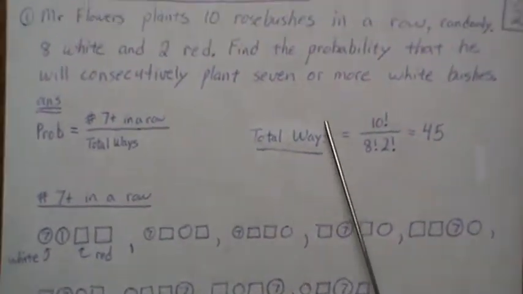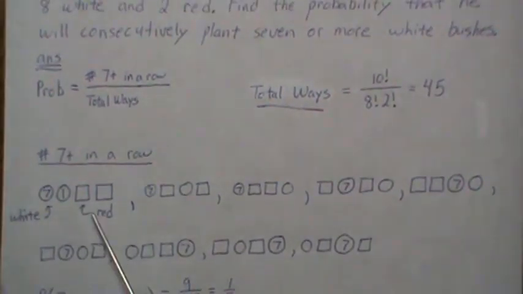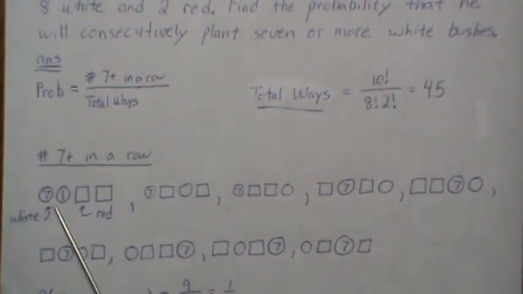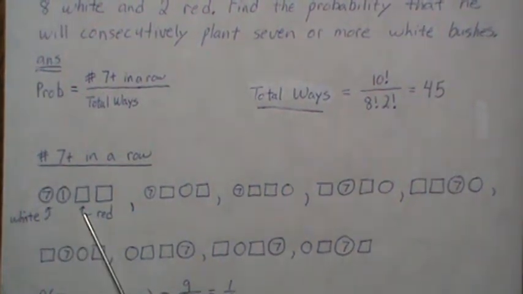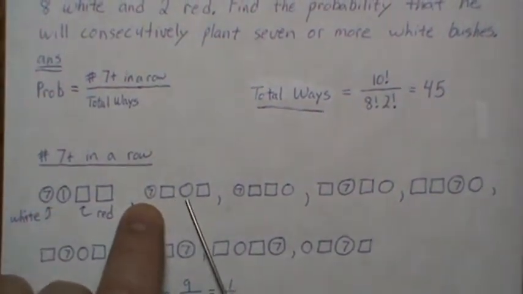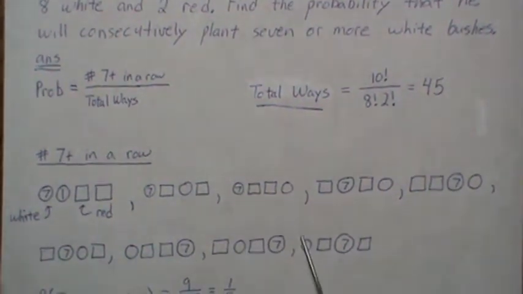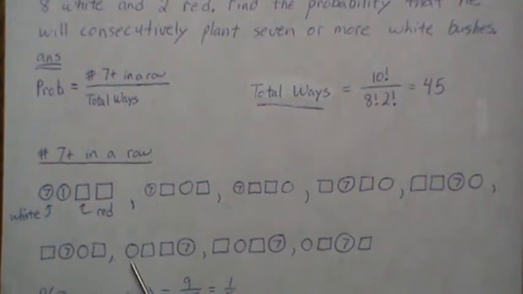Here, the way we're going to calculate the number of 7 plus in a row is we're just going to list them. Now a circle means a white bush and a square means a red bush. And I'm always going to put the 7 in a row in a circle, and we're going to list them. So this is one possible way. Then we can have the 7 first, then a red, then a white, then a red. 7, red, red, white, 7, white, and so forth. And so these are all the combinations that we can have. So 2 red, 8 white, red, 8 white, red, etc.